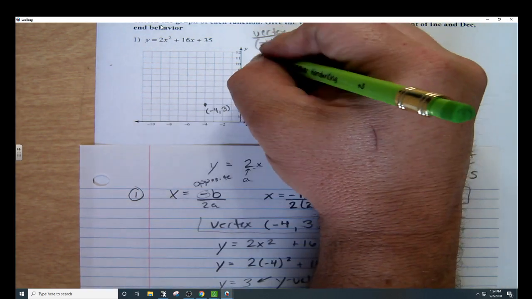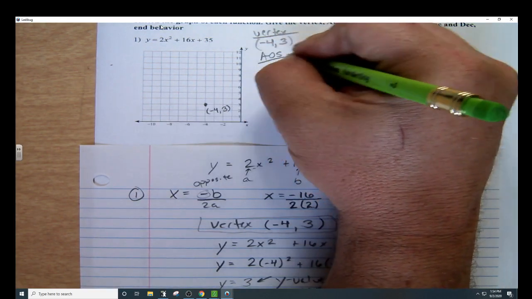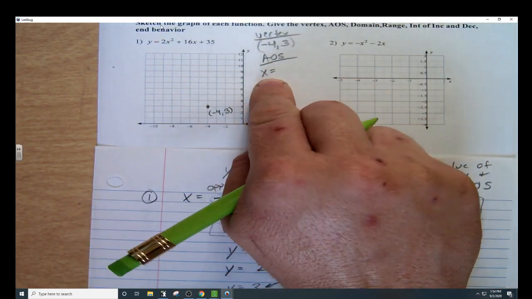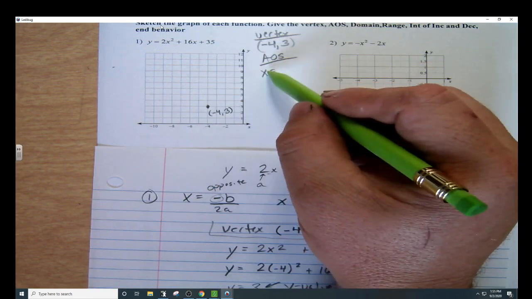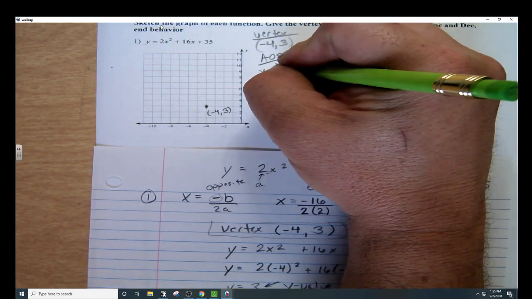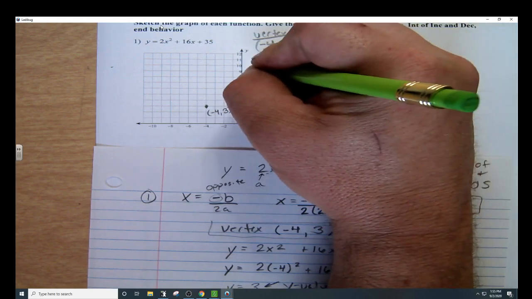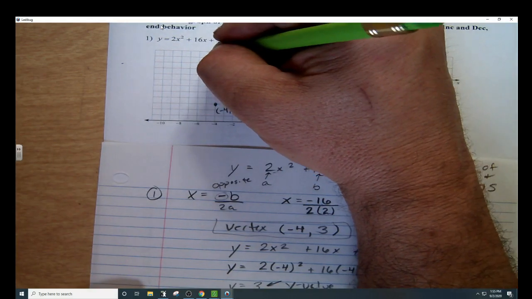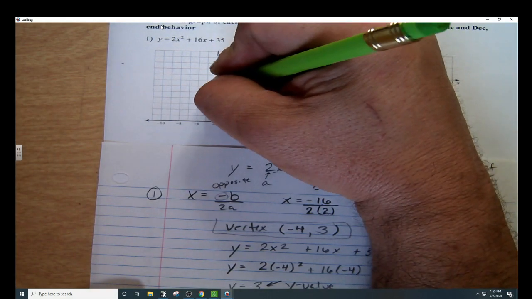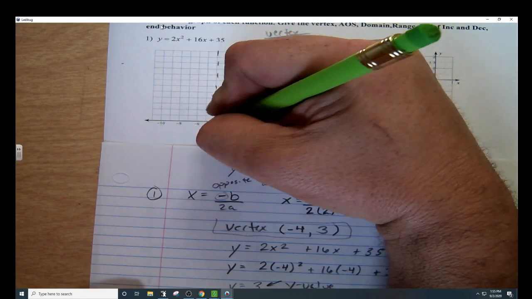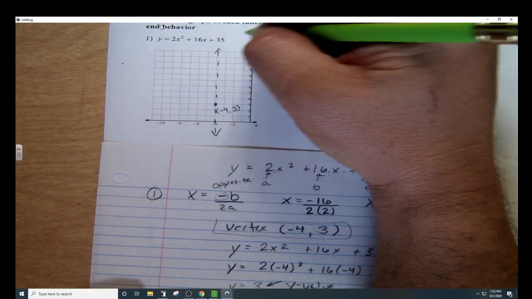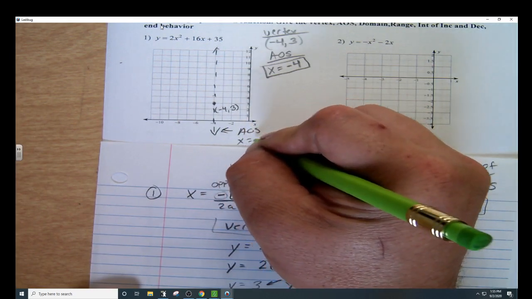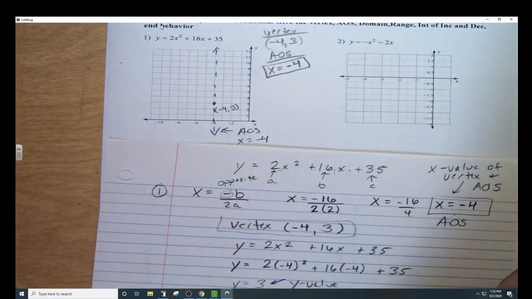Oh yeah, another thing: the AOS is x equals. Don't forget the x equals part, guys. Make sure when you give me the axis of symmetry, it is x equals the x value of the vertex. If you leave the x off, it's not right. Now, my axis of symmetry, I'm going to make it a dotted line. That is my AOS, which is x equals -4. So there's the axis of symmetry.